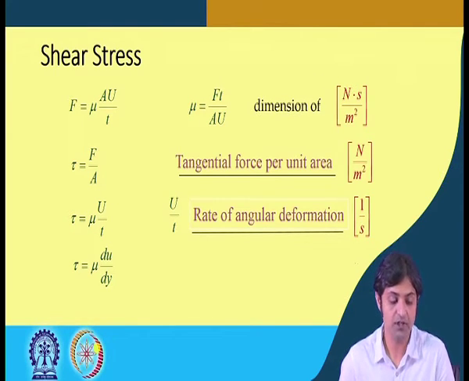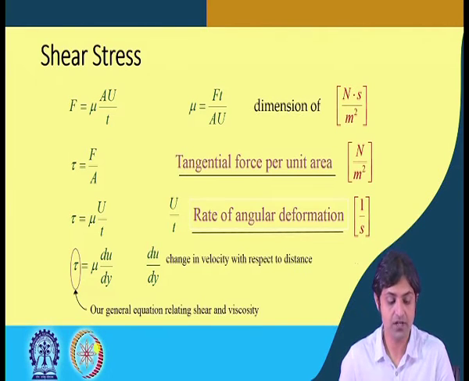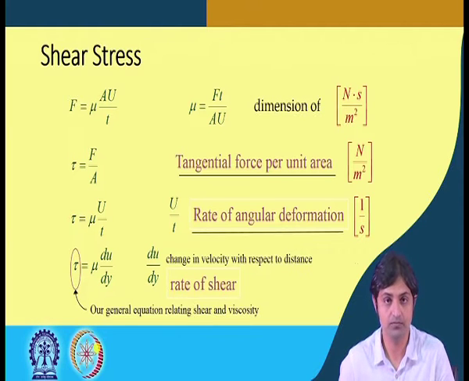Tau therefore can be written as mu du by dy. As we have already said, it is the rate of angular deformation. What is du by dy? It's the change in velocity with respect to the distance, in terms of a differential equation. So shear stress is our general equation that relates shear and viscosity, and this du by dy is also called the rate of shear.